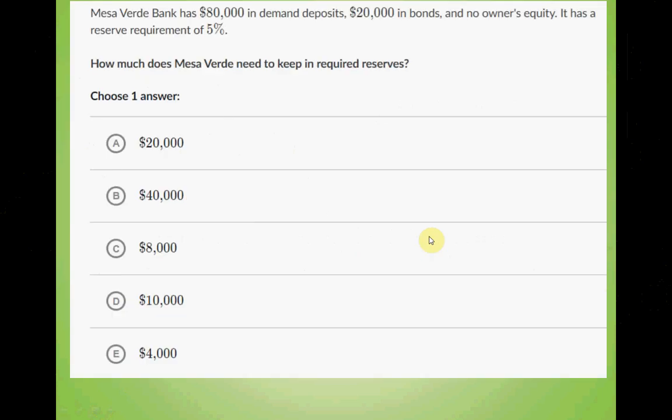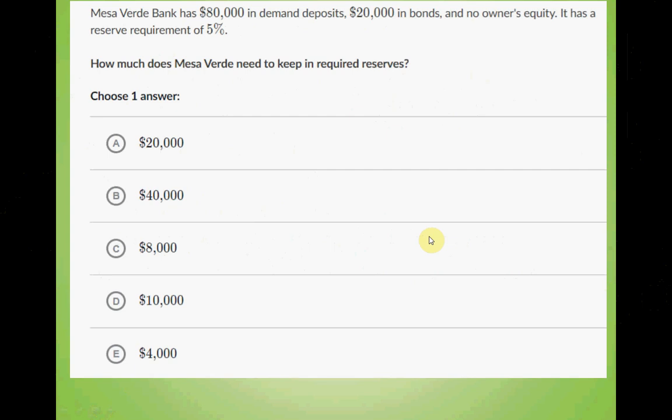All right, another example. Mesa Verde Bank has $80,000 in demand deposits, $20,000 in bonds, and no owner equity. It has a reserve requirement of 5%. How much does Mesa Verde need to keep in required reserves? Now, think about this really closely here. Think about the difference between a demand deposit and a bond. The bank owns $20,000 in bonds, and they have a liability right now of $80,000 in demand deposits.